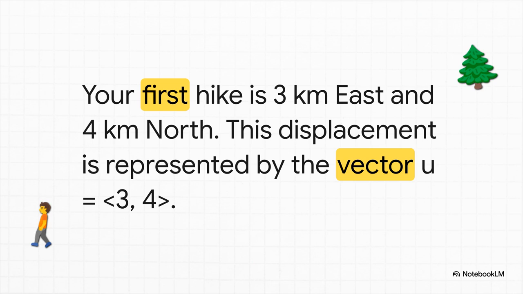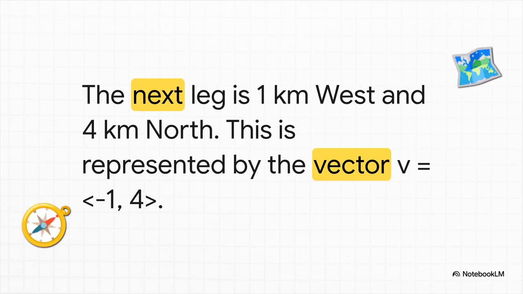Okay, so hike number 1. Starting from your car, you head 3 kilometers east and then 4 kilometers north. We can represent that whole trip with a single vector. Let's call it vector U, which is just our old friend <3, 4>. So you get to that spot, but no friend. You call a park ranger, and they give you a new heading. From your current spot, you need to go 1 kilometer west, which we can think of as -1 on the x-axis, and then another 4 kilometers north. Let's call this second journey vector V, and its components are <-1, 4>.